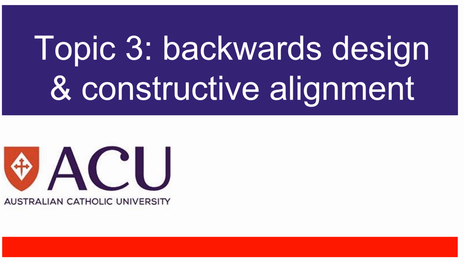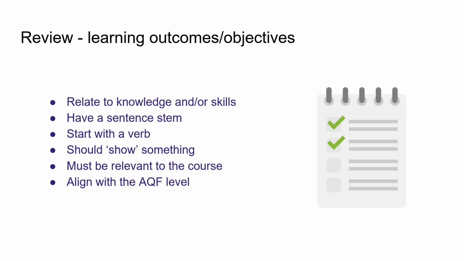We're here in week 3 or topic 3 where we're talking about backwards design and constructive alignment. Before we start talking about the new topic, it's a good idea to review what we learnt last week. So last week, or in our last topic, we learnt about learning outcomes, which sometimes are called learning objectives. So these learning outcomes that we may have for our unit.